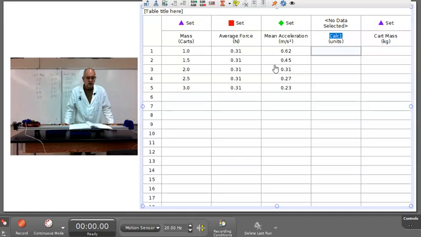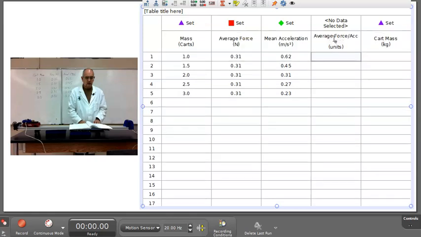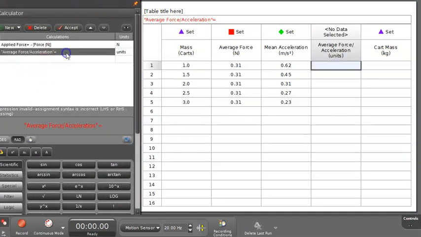The calculation is going to be average force divided by acceleration. That doesn't quite give me what I want, so let me use my calculator function here, and we can do this a little better. We're going to call this ratio.